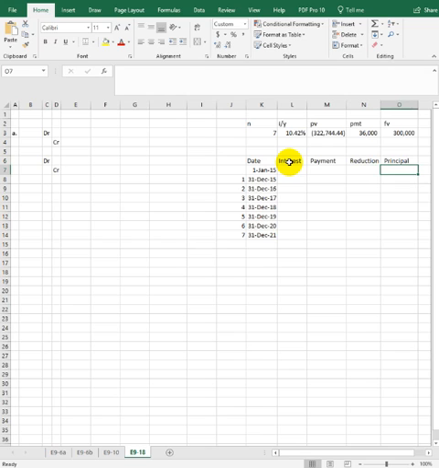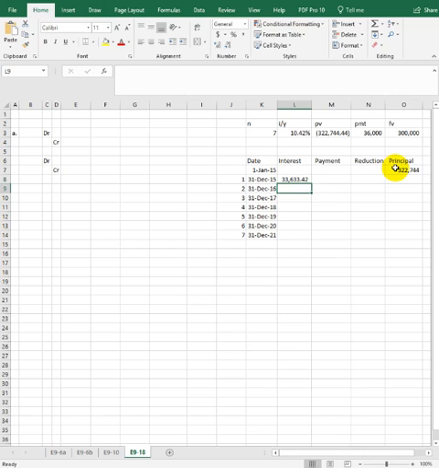So the principal starts at 322,744.44. And then the interest is going to be 0.1042107 times that number. And then the payment is going to be 36,000 every period. So we get one of those every period. We can just drag that down. Okay. Doesn't want me to drag it down. There we go.